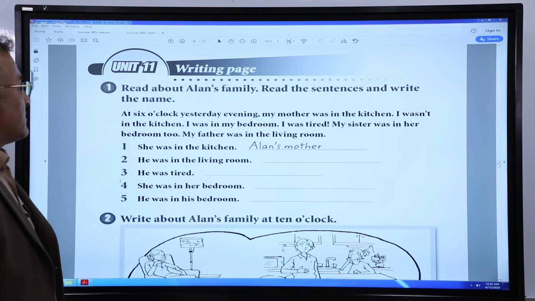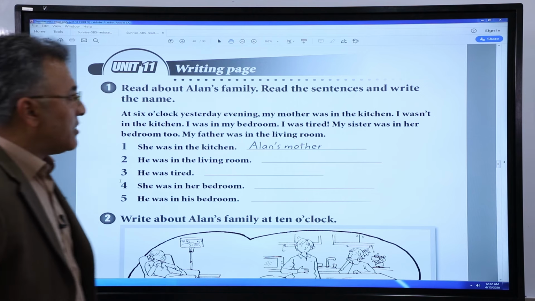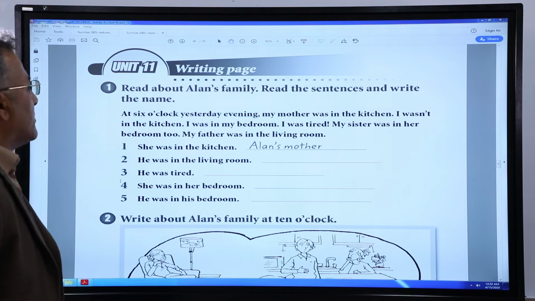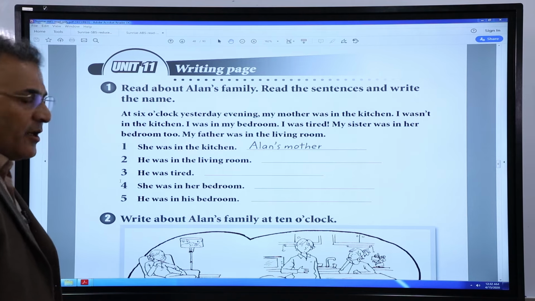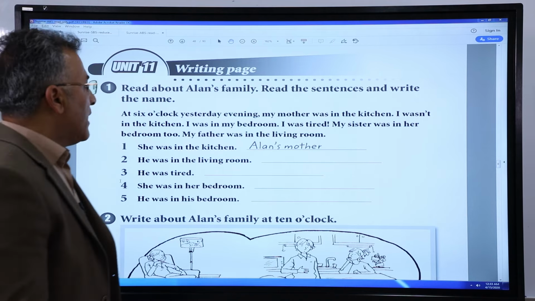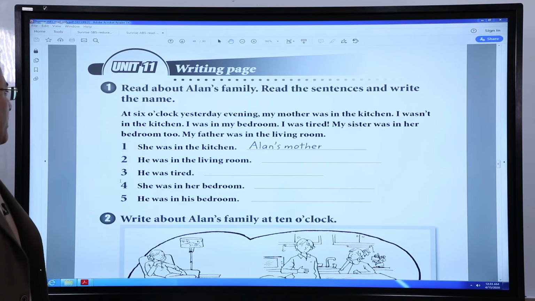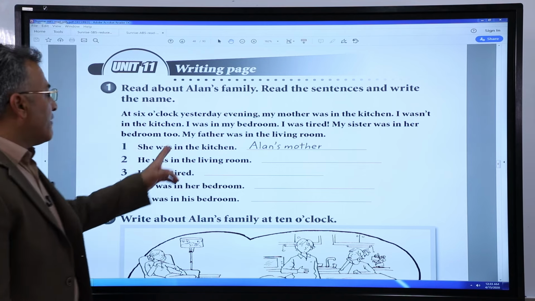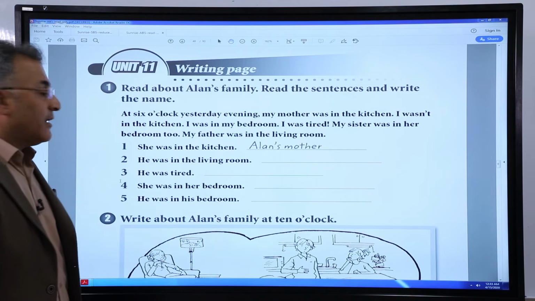At 6 o'clock yesterday evening, my mother was in the kitchen. I wasn't in the kitchen. I was in my bedroom. I was tired. My sister was in her bedroom too. My father was in the living room.